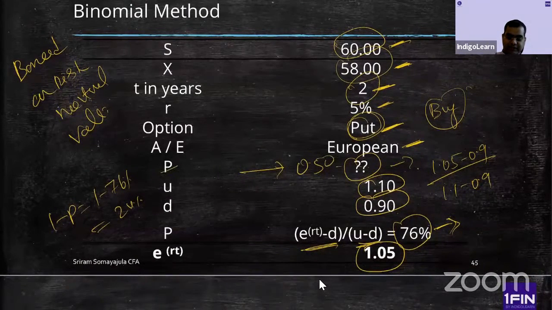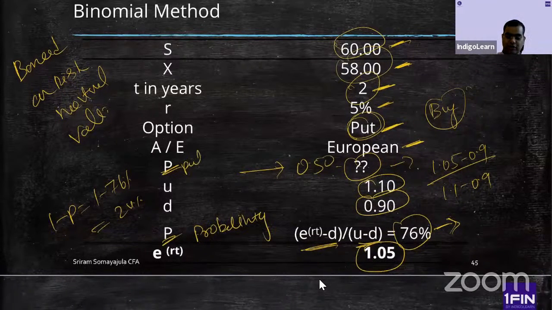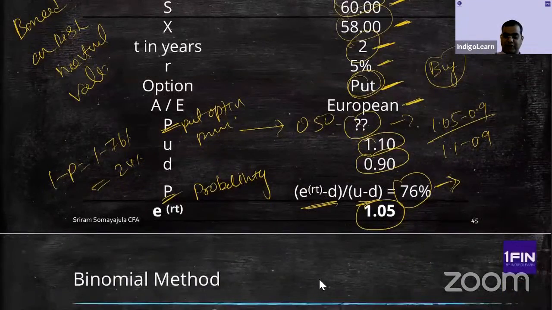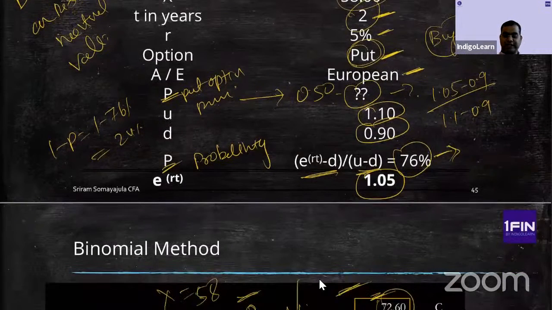Don't get confused by this P and this P. This P is probability. This P is put option premium. Okay. Fair enough. We have understood this binomial method. Now go to the next one.